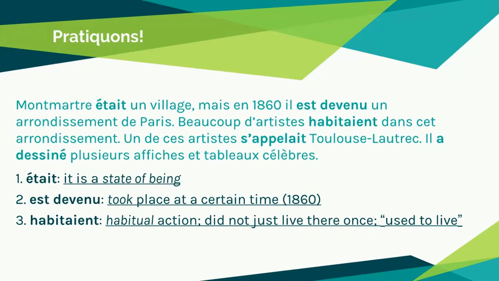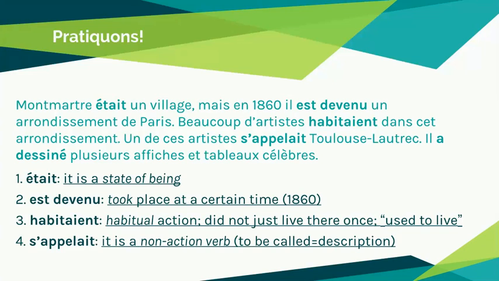Habiter. This is a habitual action, which seems a bit weird, but they did not live there just once. It's that they used to live. Beaucoup d'artistes habitaient dans cet arrondissement. A lot of artists used to live in this arrondissement. S'appeler is a non-action verb, right? To be called is description, so we're going to use it in the imparfait. It's not that he was called it one time, but that was his name, so we're going to use the imparfait. A dessiné is in the passé composé because it is a completed action. It's not that he was drawing these, but that he drew them. Those are completed actions, and so we're going to use the passé composé.